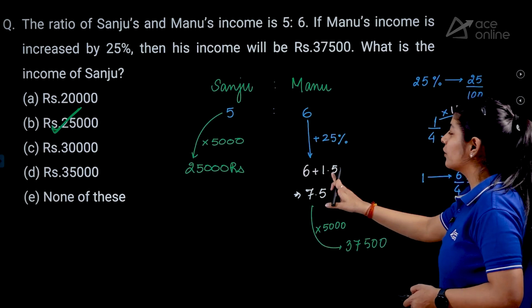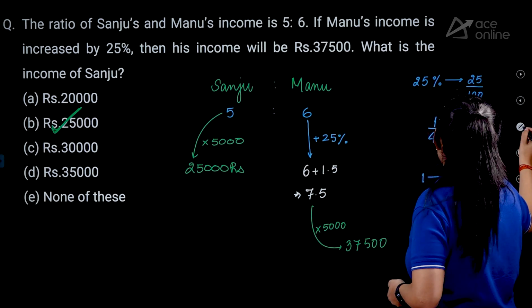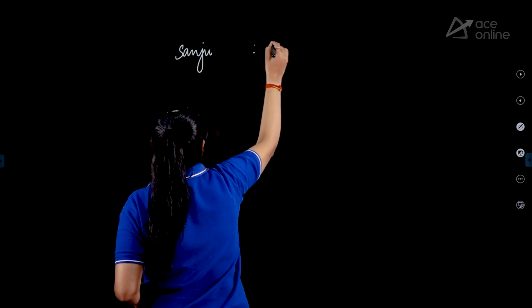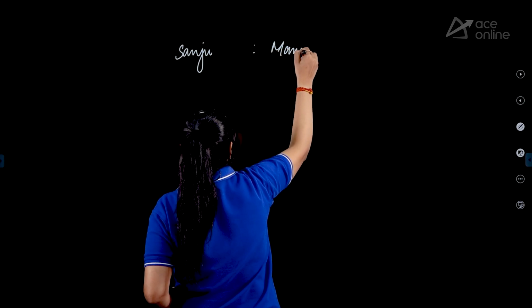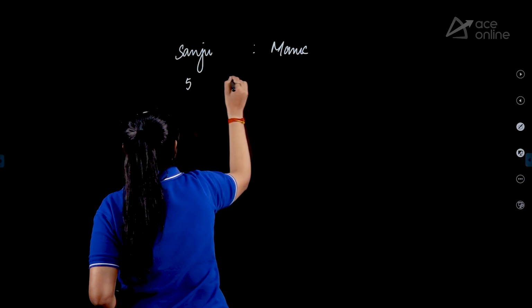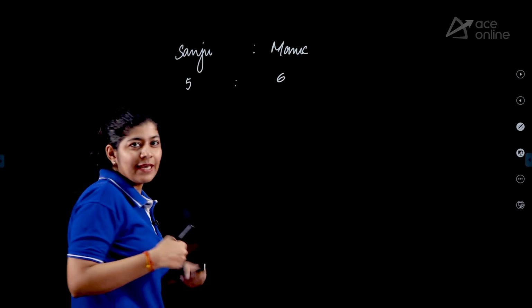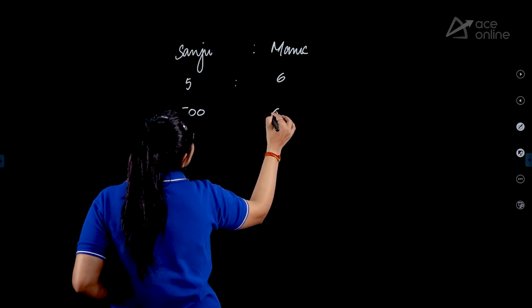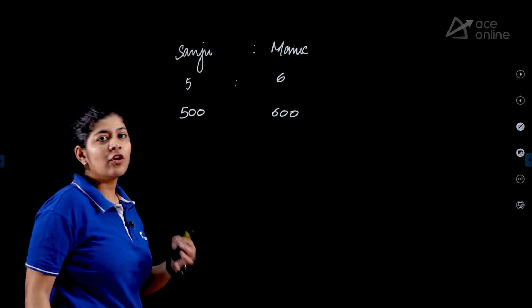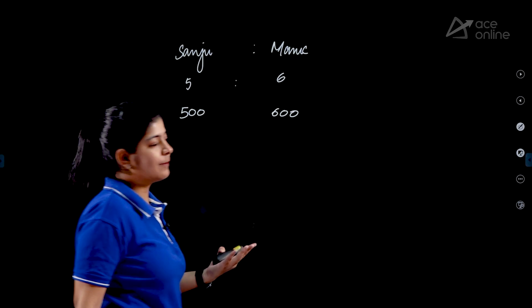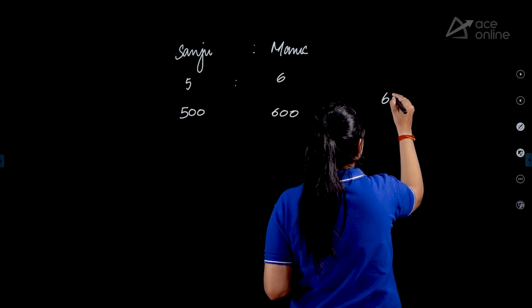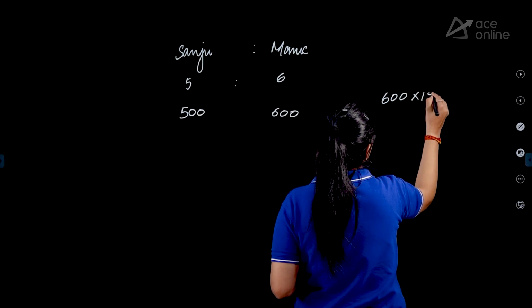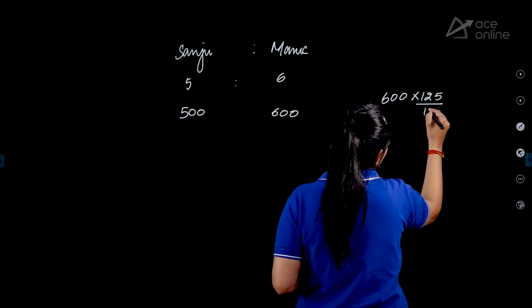If you don't want to go into the decimal thing, to avoid it, you can also do one thing. So here we are having Sanju and here we are having Manu. So the ratio is 5:6, right? I can also consider it as 500 and 600, right? If you are not able to find out the value with the help of fraction, just simply write it like this. We have to increase it by 25%.